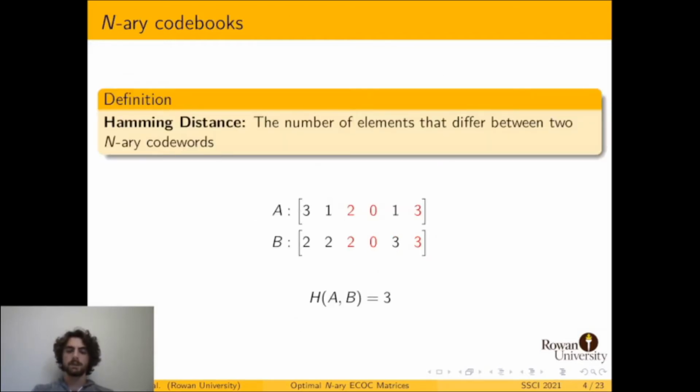For the purposes of this experiment, we define Hamming distance as the number of elements that differ between two code words of any number base. In this example, the distance will be 3 because there are 3 differing elements.